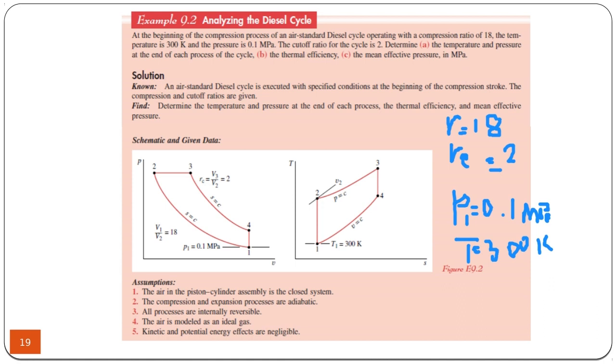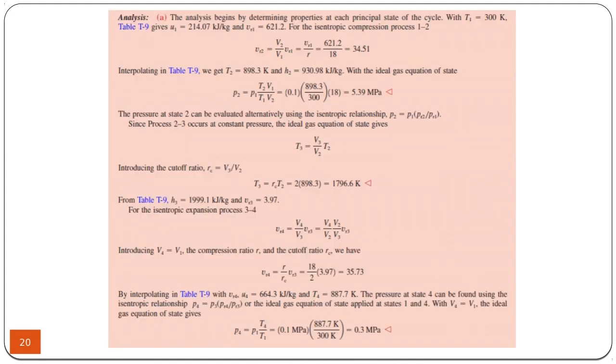And as you can see, V1 over V2, which is the compression ratio, is given as 18. V3 over V2 is the cutoff ratio, given as 2. The inlet pressure is 0.1 megapascal, which is the atmospheric pressure, and inlet temperature is a typical temperature, 27 Celsius or 300 Kelvin. So now that this is a diesel system, we need to use the diesel system for air standard.